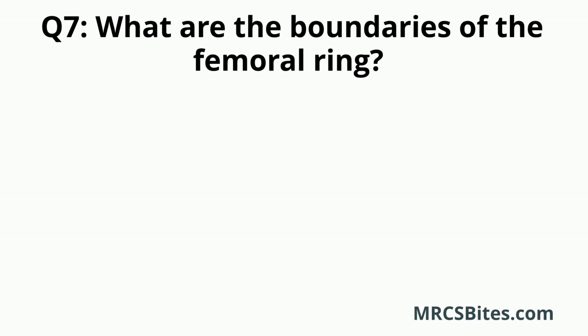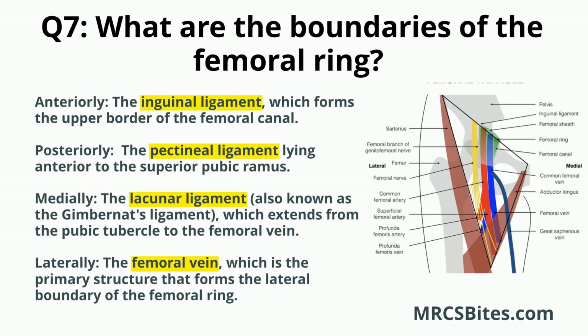Question 7. What are the boundaries of the femoral ring? Anteriorly, the inguinal ligament, which forms the upper border of the femoral canal. Posteriorly, the pectineal ligament lying anterior to the superior pubic ramus.